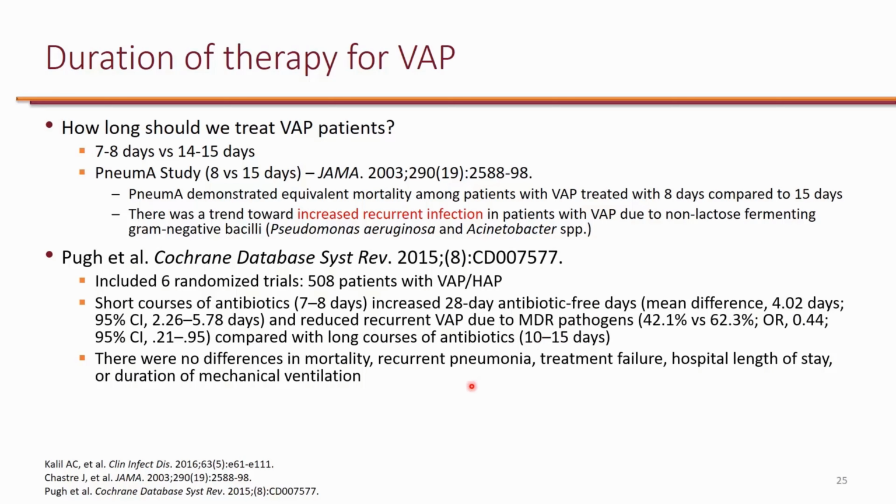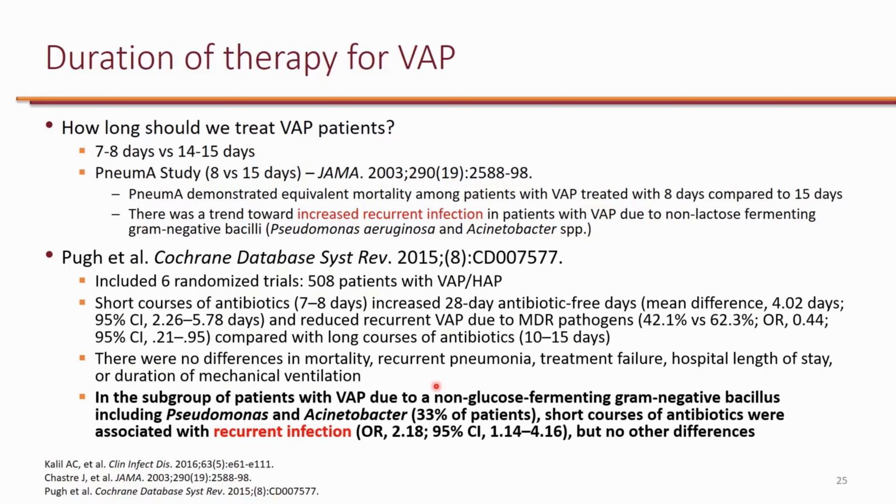In addition, there was no difference in mortality, recurrent pneumonia, treatment failure, or hospital length of stay when you compare the two groups. And they did still find that in the group of patients who had Pseudomonas or Acinetobacter, a short course of antibiotics was associated with recurrent infection, but no other differences. So while these patients had the recurrent infection, those recurrent infections were less likely to be due to multi-drug resistant pathogens. So they were easy to treat. Whereas patients who had longer duration of treatment, while they were less likely to have recurrent infections, those recurrent infections were more likely to be multi-drug resistant.